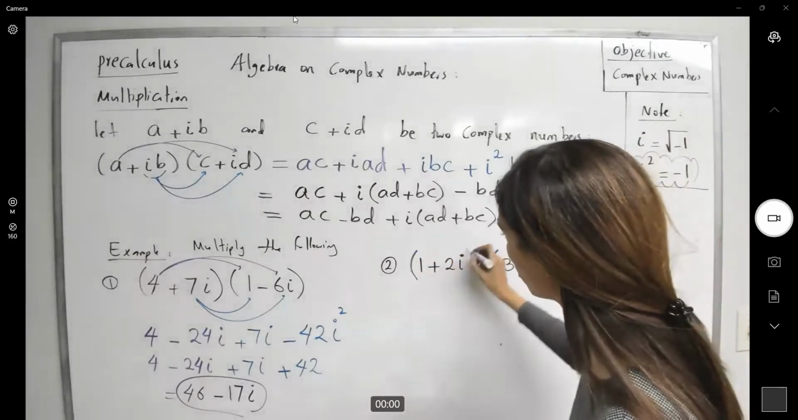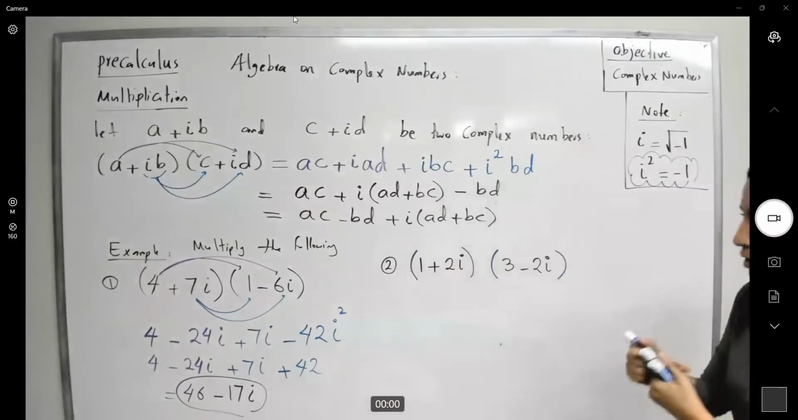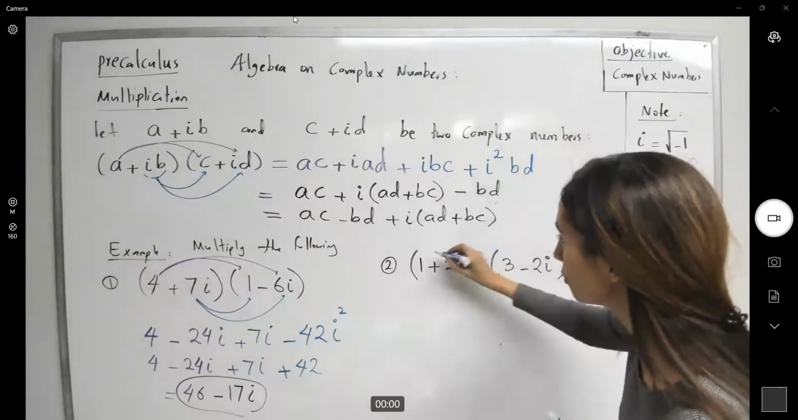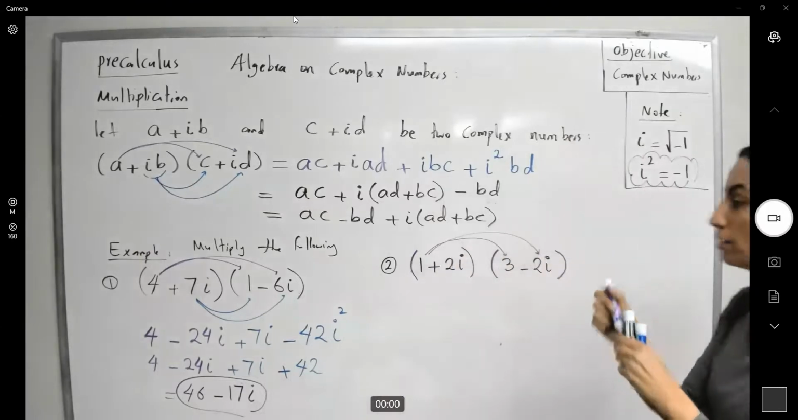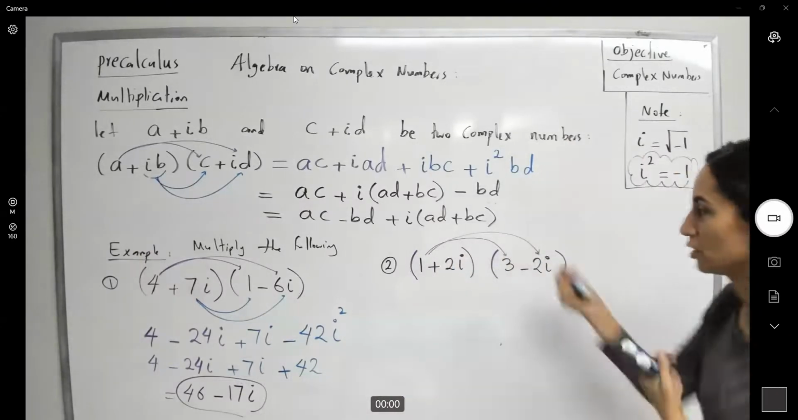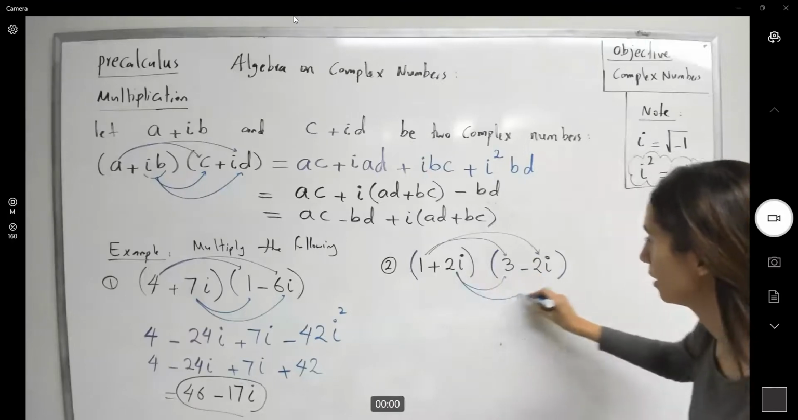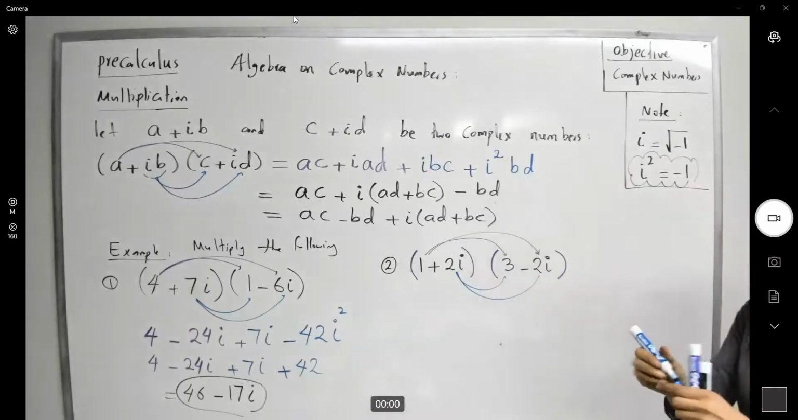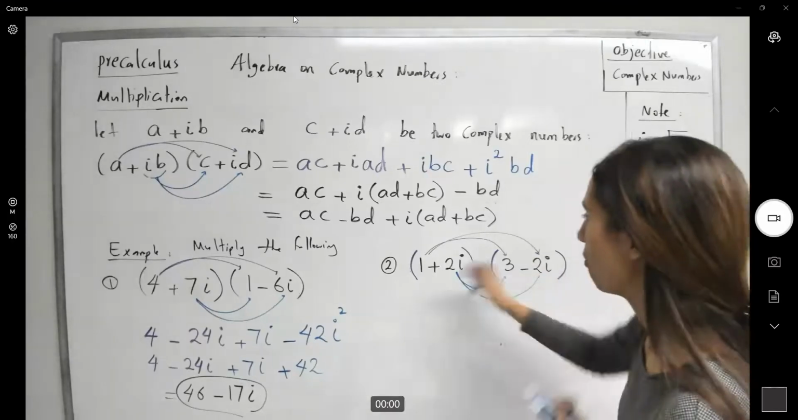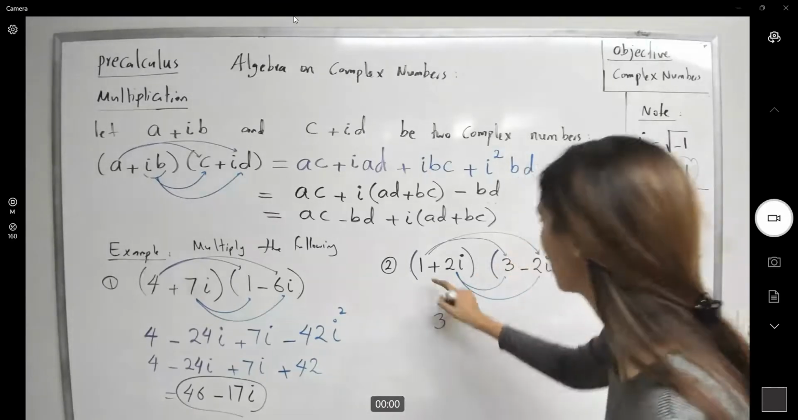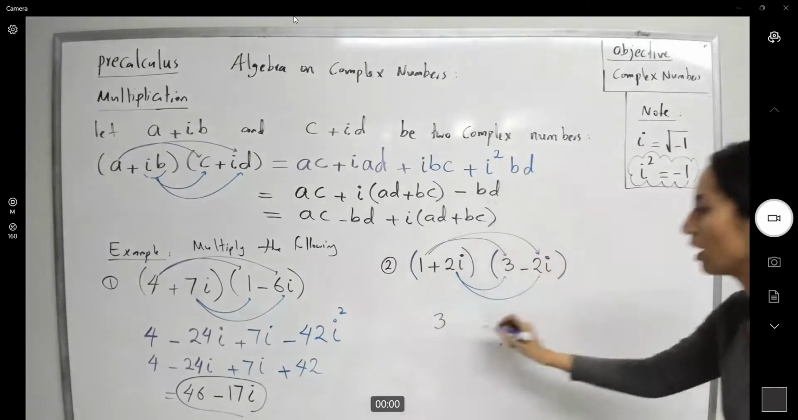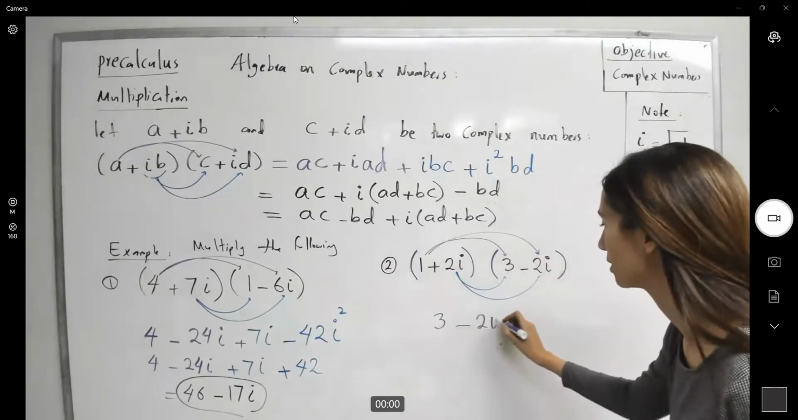Let's multiply these two. So what are we going to do? We're going to distribute 1 into parentheses, then we're going to distribute 2i into parentheses, one by one. Just observe carefully. 1 times 3, 3. 1 times negative 2i, negative 2i.